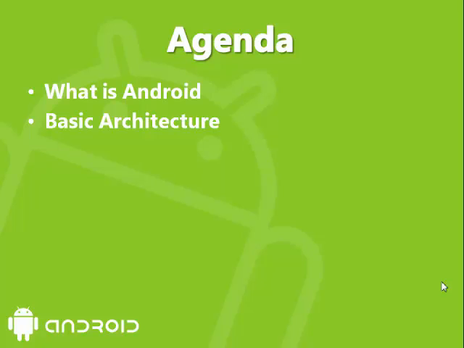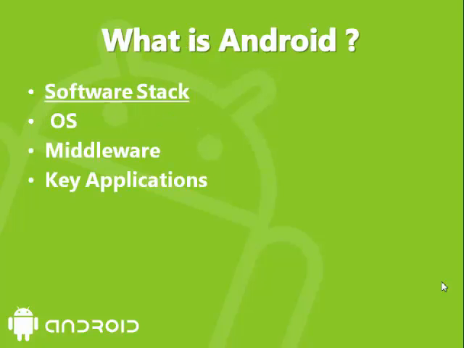Now, what is Android? Android is an open source and Linux based operating system for mobile devices. Precisely, Android is a software stack or bunch of softwares comprising not only operating system but also middleware and key applications.